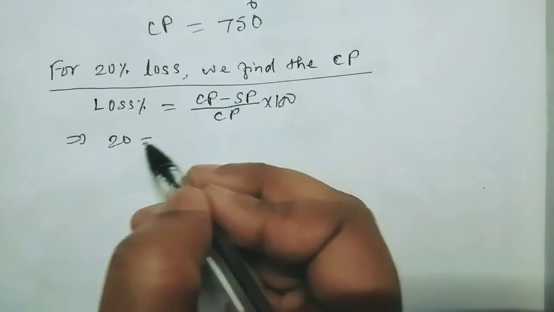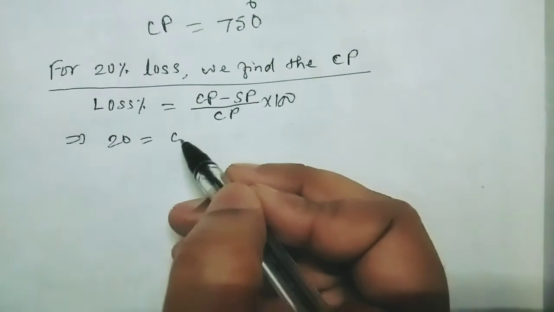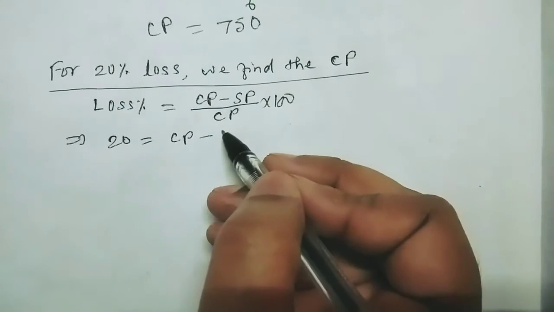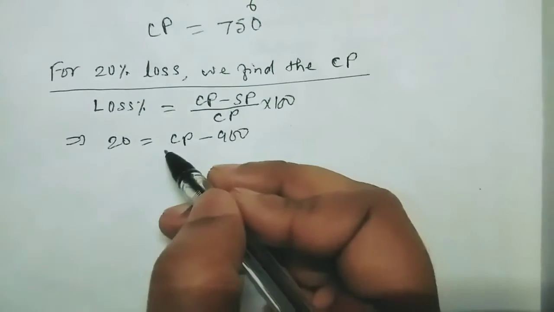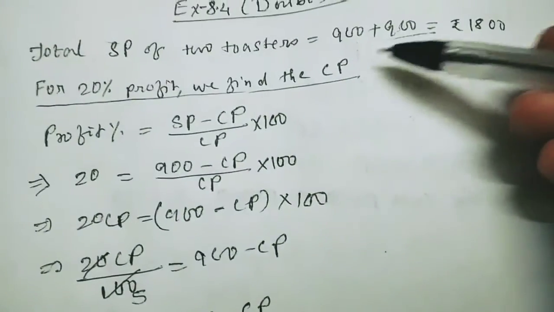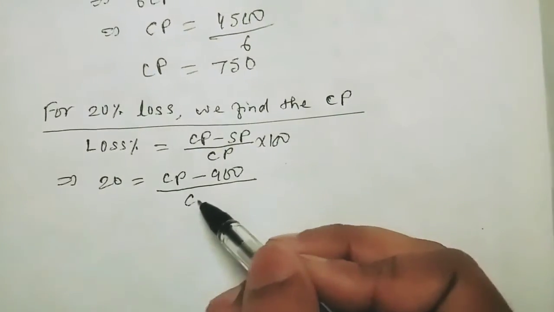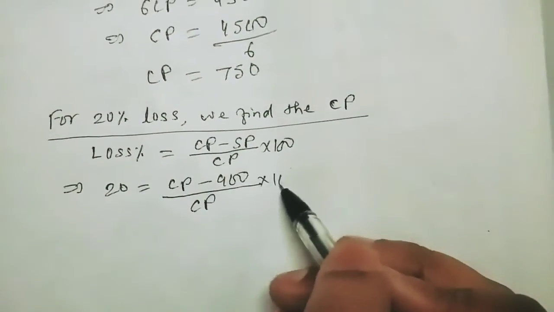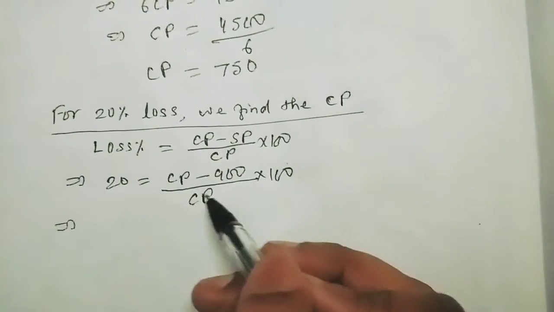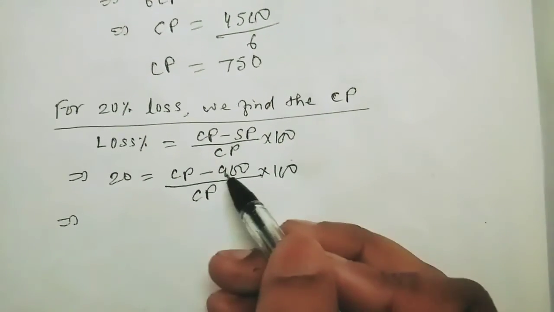So loss is 20%, 20. CP you have to find out, so write down CP, and SP is given as 900, because for the second toaster also the SP is the same. You have seen here two SPs are there. For the second toaster also SP is the same, 900. So write down CP into 100. Again we'll do the calculation by cross multiplying like this.